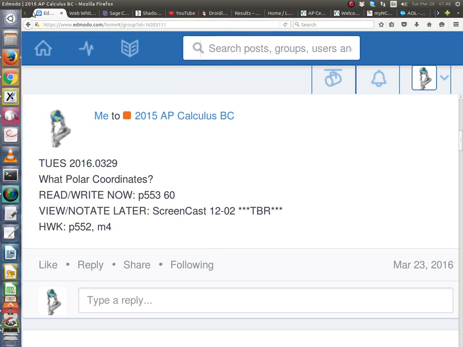All right, what are we doing today? What are polar coordinates? Okay, so this is actually 12.3. I don't know why it says 12.2 here. Yeah, let's just say 12.3.